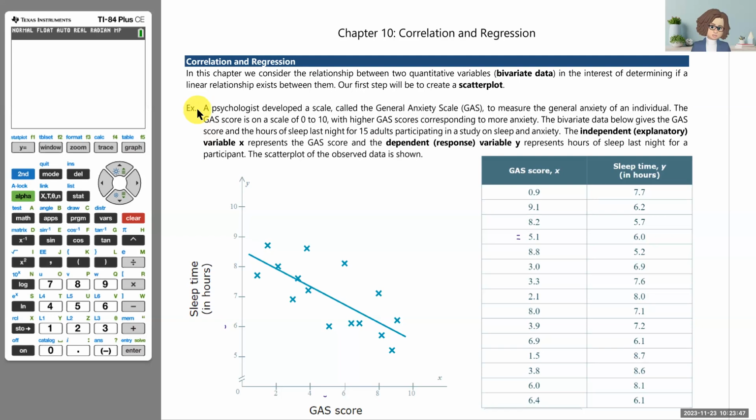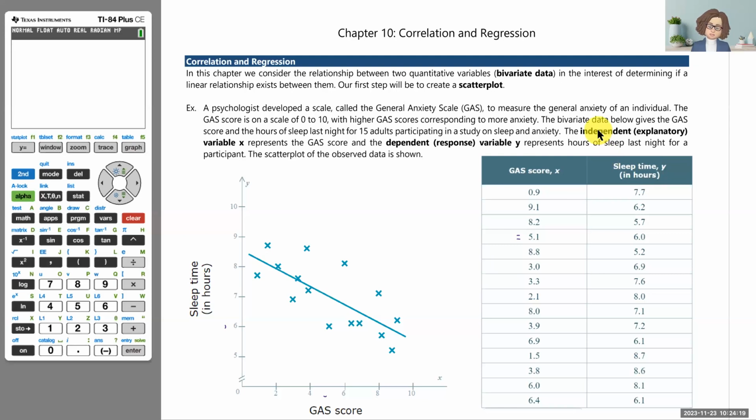So a psychologist developed a scale called the General Anxiety Scale, we'll just say GAS there, to measure the general anxiety of an individual. The GAS score is on a scale of 0 to 10, with higher GAS scores corresponding to more anxiety. The bivariate data below gives the GAS score and the hours of sleep last night for 15 adults participating in a study on sleep and anxiety.